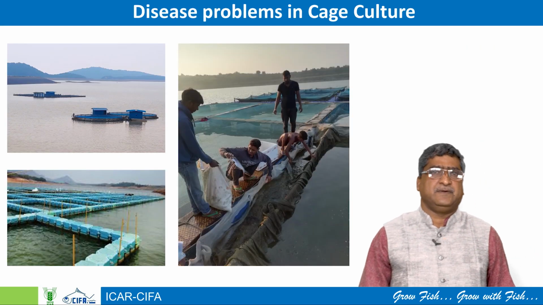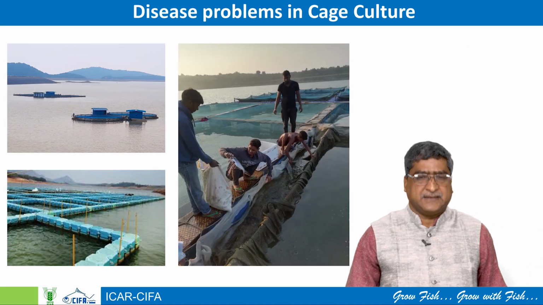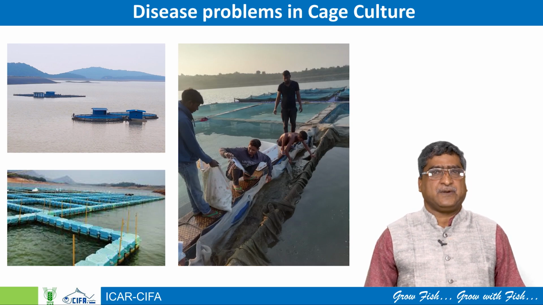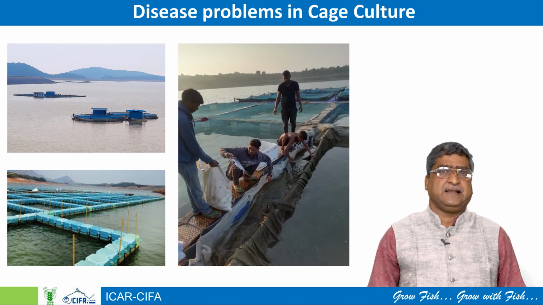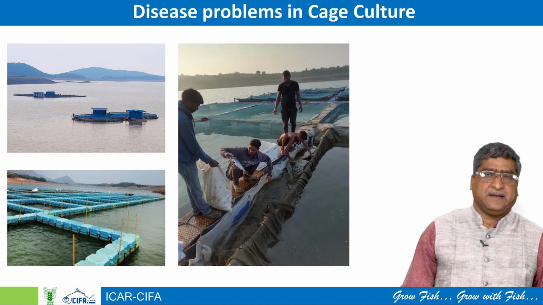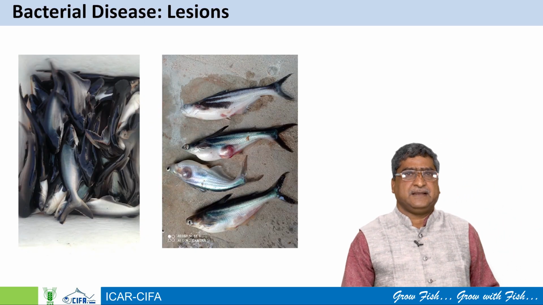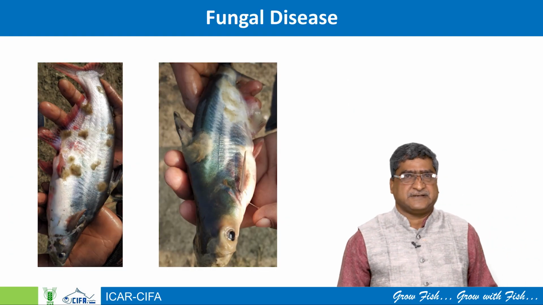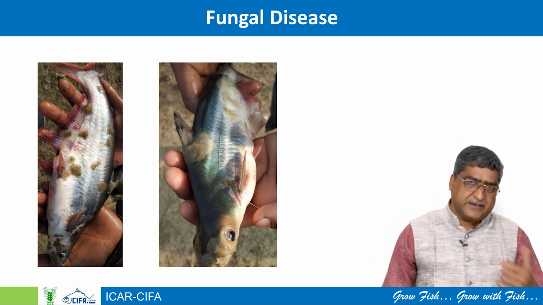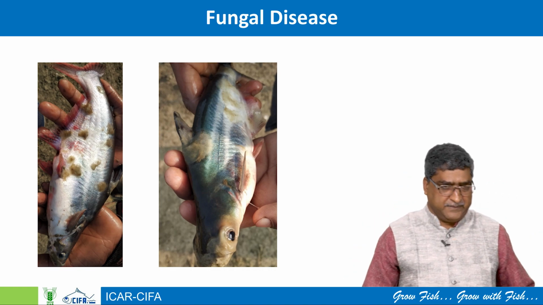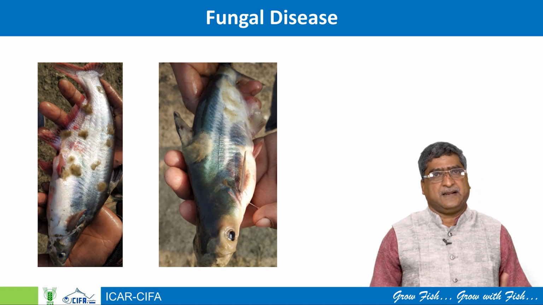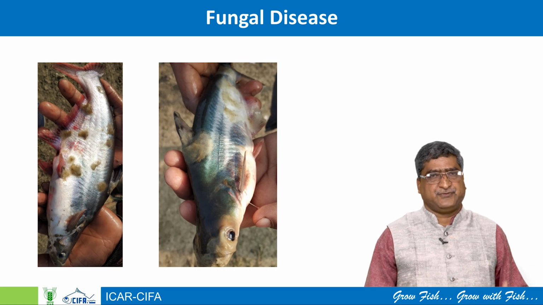Now we'll discuss the disease problems in cage culture. Like I discussed, cage culture is now picking up because it is a good source for culture. However, we find a lot of bacterial and fungal diseases occurring in cage systems. Let us see some of the bacterial lesions, eye disease, gill rot, and fungal disease. To maintain the water quality, maintain the cages and the nets, particularly cleaning them. Clogged nets are the source of all pathogens, so they should be properly cleaned.